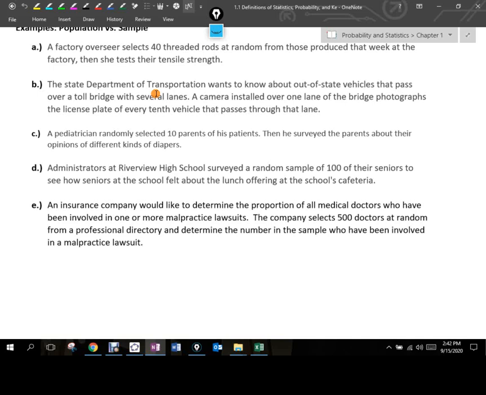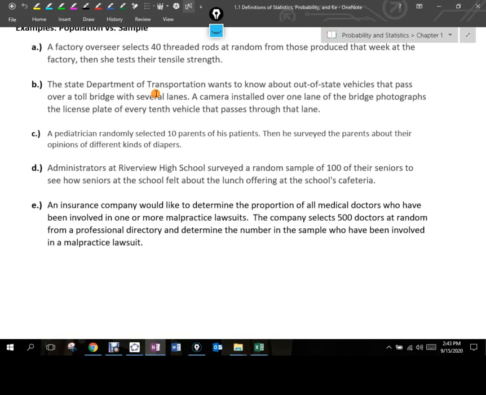Administrators at Riverview High School surveyed a random sample of 100 of their seniors to see how seniors at the school felt about lunch offerings. Okay. In a situation like this, they probably did one of those, like I said, a Likert scale. With you agree with it, or you like it, you dislike it, you strongly dislike it, that kind of thing. Okay. Sample. These are pretty simple when they say they took a random sample of 100 of their seniors, right? That automatically identifies their sample for you.